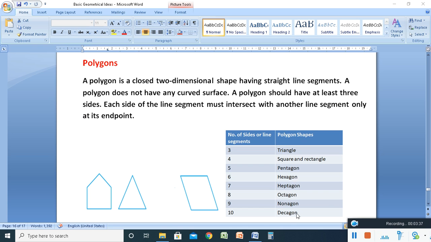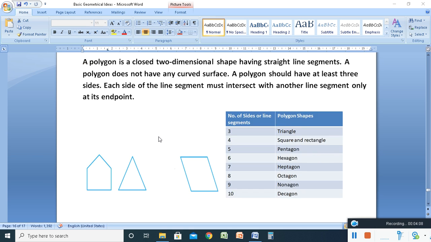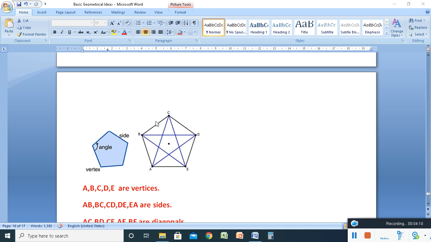So you just look at the table here. The first one is a triangle. A triangle is a polygon which has three sides, or you can say three line segments. Four sides or four line segments, you can call a square, rectangle, quadrilateral. Five sides means pentagon. Six means hexagon. So these are all polygons. Polygons are made up of straight line segments. Curves do not come under polygons. Okay, now you just look at the picture.